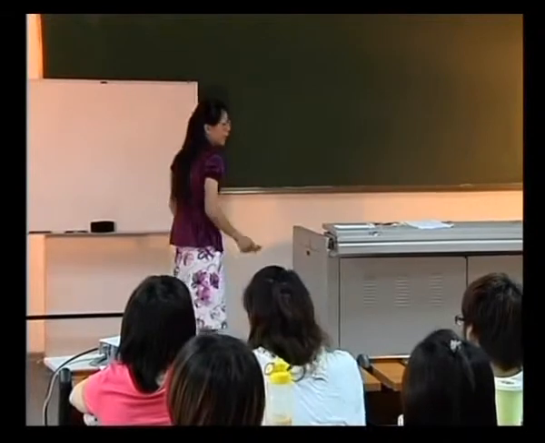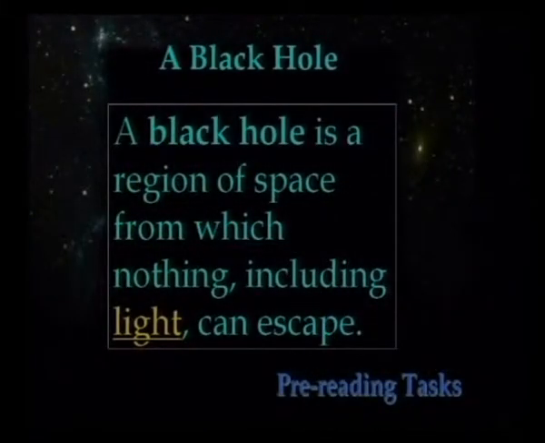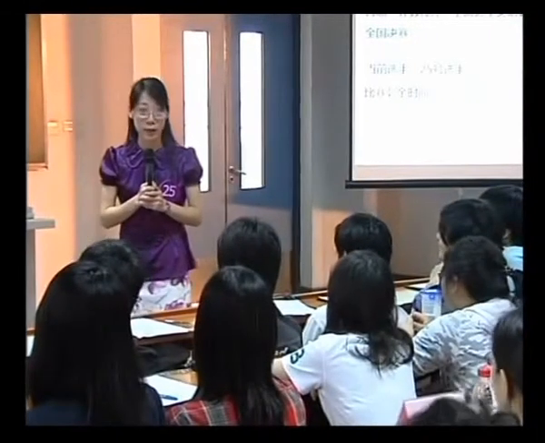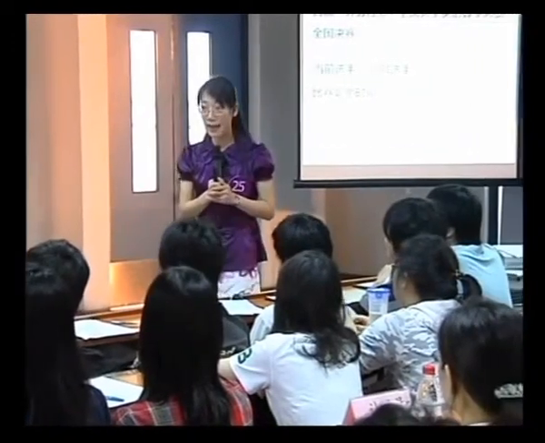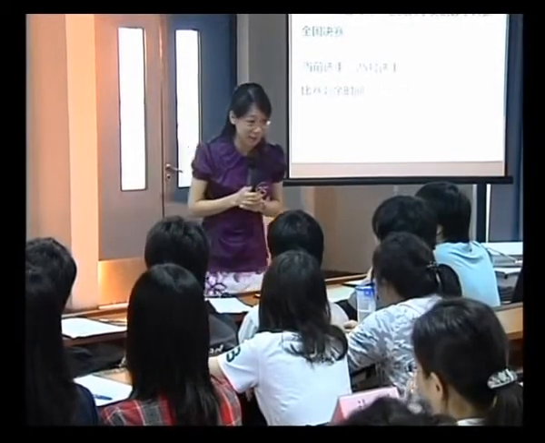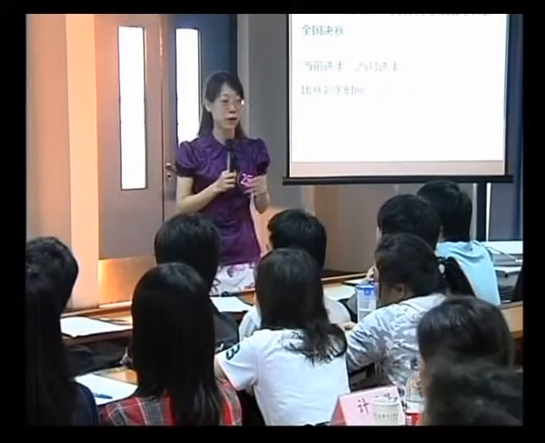A black hole is a region of space, which does not exist on Earth, from which nothing, including light, can escape. For example, if I throw Zhou Tianle, where is Zhou Tianle? If I throw this young gentleman, Zhou Tianle, into a black hole, will he be able to come back? I don't think so. Maybe. You're not Superman. Even Superman cannot come back, okay? That is a forever goodbye, okay?